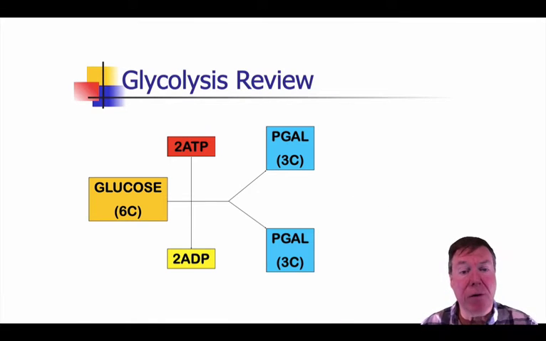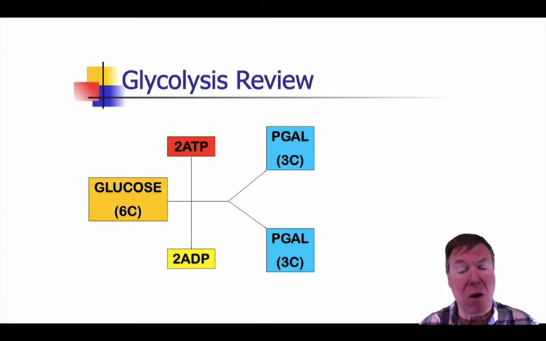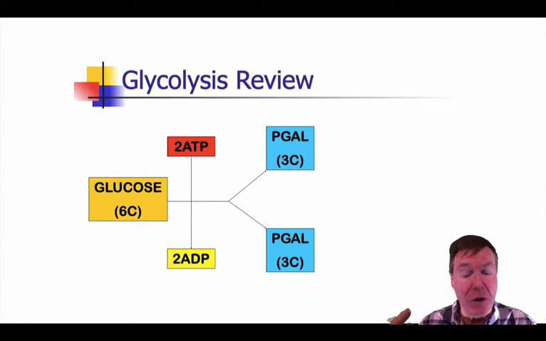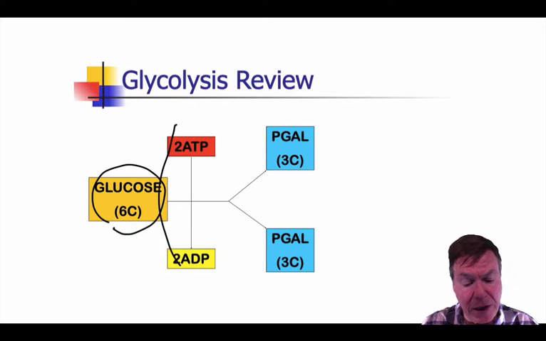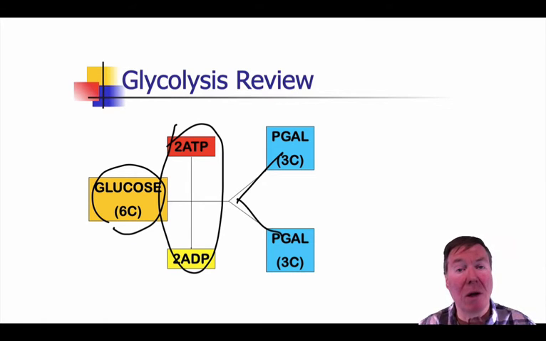Before we go any farther, quick review. The last video we talked about glycolysis. Glycolysis takes place inside the cytoplasm. It's not in the mitochondria yet, but inside the cytoplasm. It starts out with glucose, which we get from food. We use the energy from two ATP molecules to split it into two 3-carbon molecules, pGal.